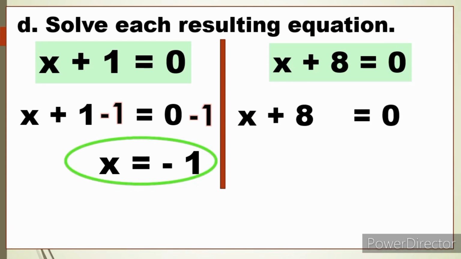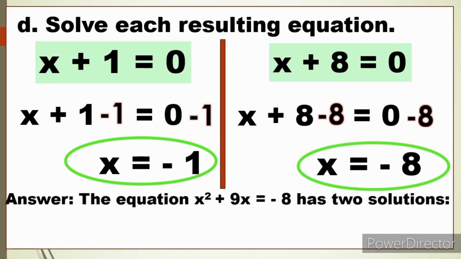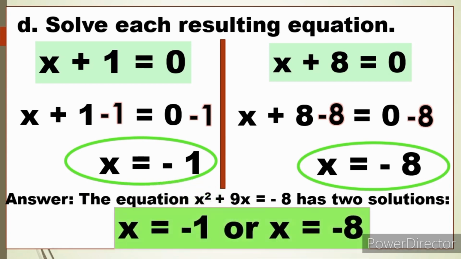And for x plus 8 equal to 0, again, we're going to add both sides by negative 8, to solve for x. So 8 plus negative 8 is 0. Then we have 0 minus 8 is negative 8. Therefore, the second value of x is equal to negative 8. Then the answer: the equation x squared plus 9x equals negative 8 has two solutions, and they are x equals negative 1 or x equals negative 8.